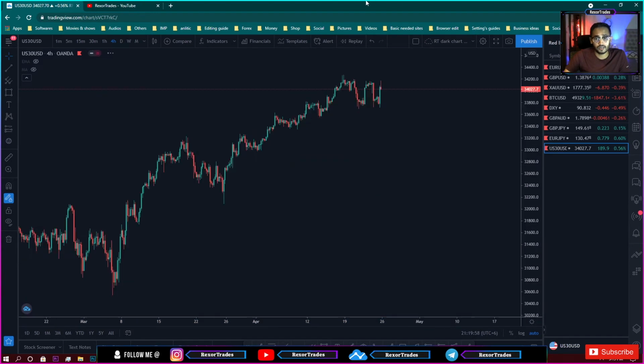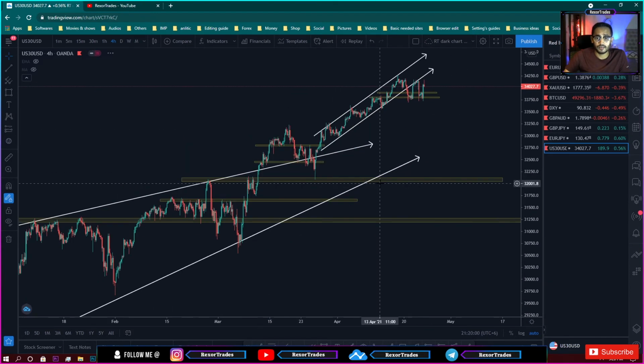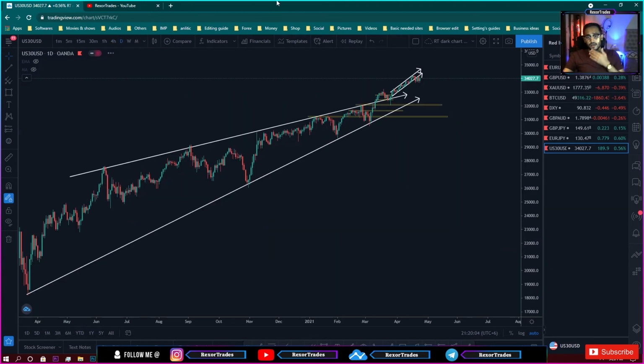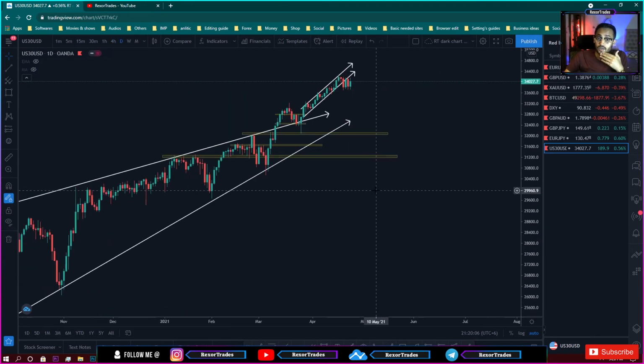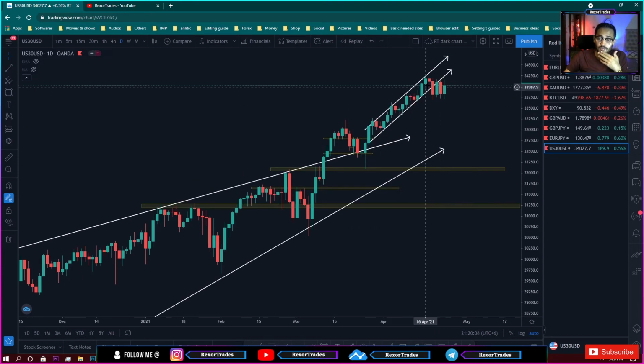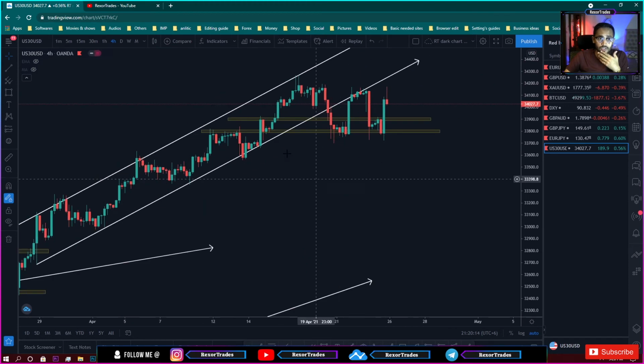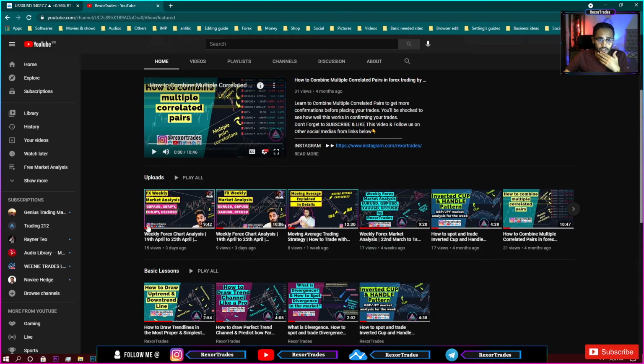Now we're going to head towards US30. If you look at our last week's market analysis on US30, we were talking about how US30 was on steroids and was moving forward with huge bullish momentum. And if you look at the 4-hour time frame, we drew these both zones on our last week's market analysis over here on US30.